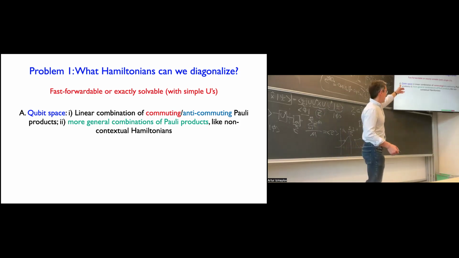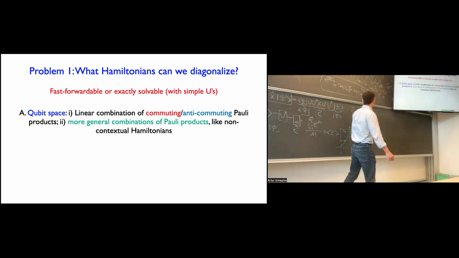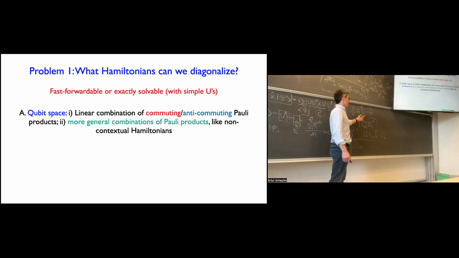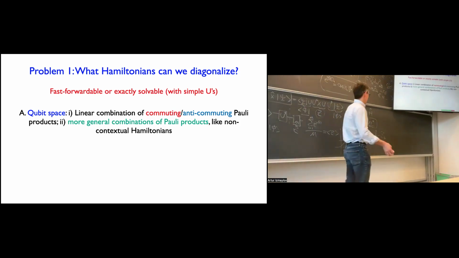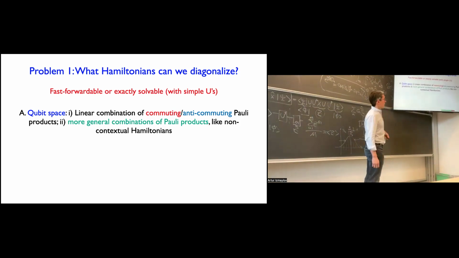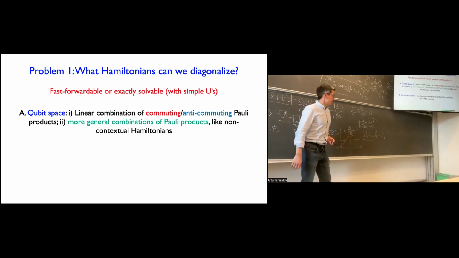And so it turns out a very simple class is a linear combination of commuting Pauli products. The Pauli products in this linear combination could also be anti-commuting. It turns out you can also diagonalize those. And then there are more general combinations, which I won't go into the details of today.